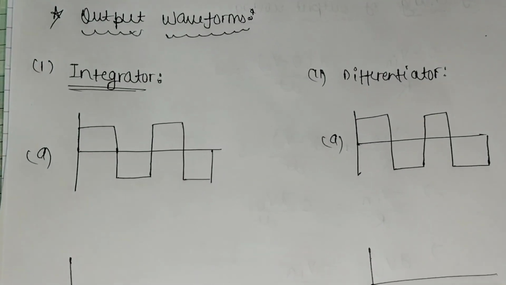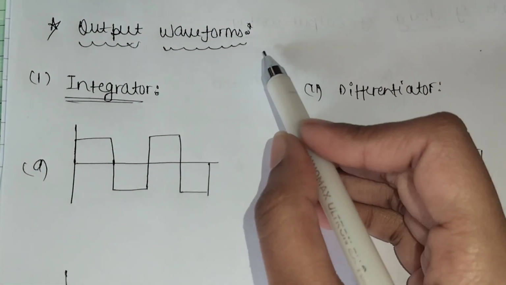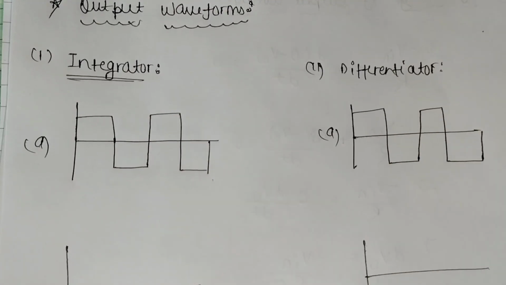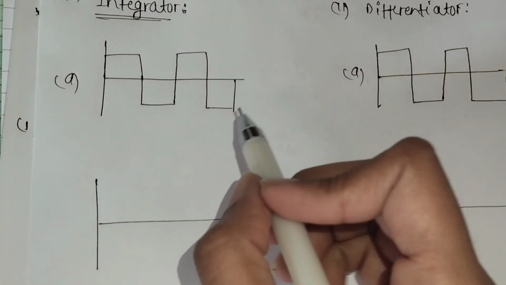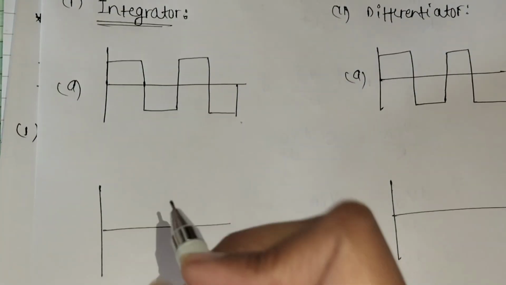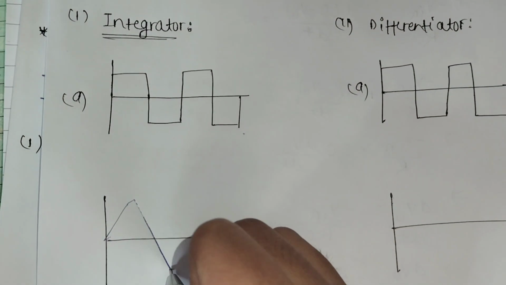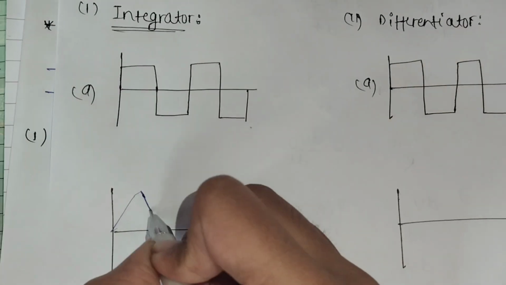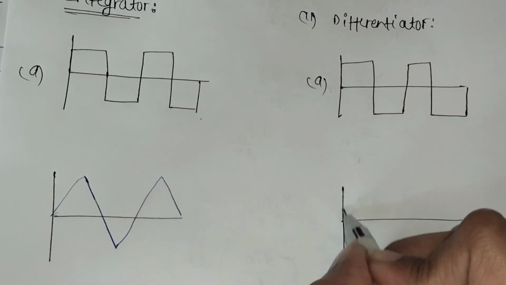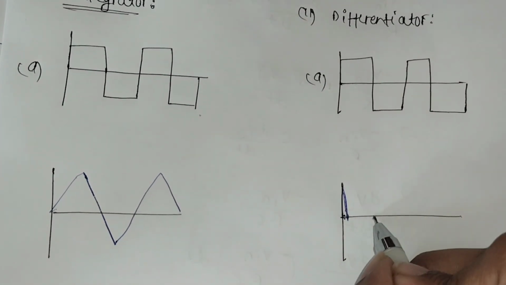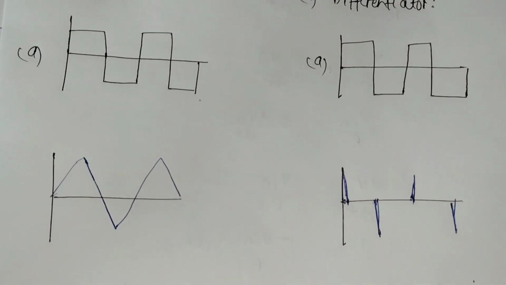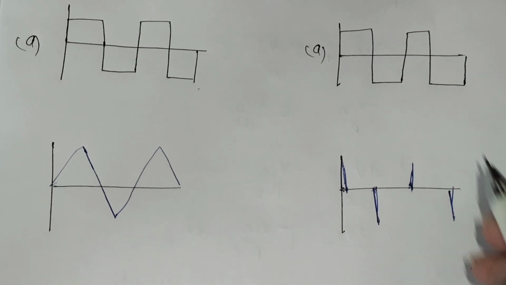In the next part of this video, we will discuss the output waveforms that are formed when different types of waves are given in integrator and differentiator circuits. First, we will have a square wave in the integrator circuit. Since it is a square wave, its output waveform will be like a triangular wave of this type, and for a differentiator circuit a square wave will have an output waveform something like this, like spikes, because it has been differentiated.